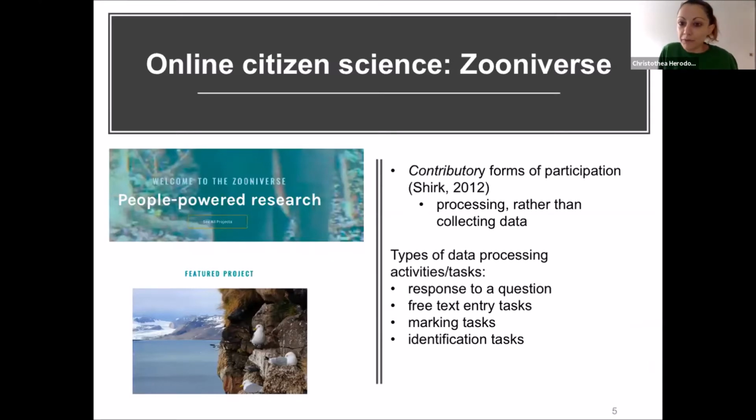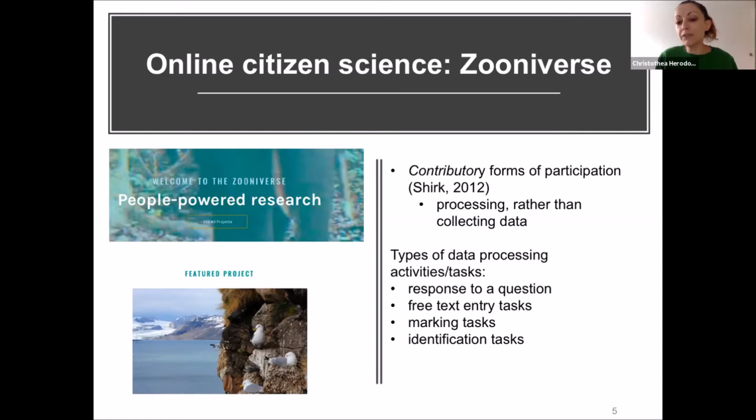I don't know whether you're familiar with that platform, but it's maybe one of the most popular ones. Before we did the study, we looked into the types of participation the platform supports, the way it is designed. What we came up with is that it resembles contributory forms of participation as described by Shirk. The only difference is that instead of people collecting information by themselves, they are processing information that scientists have put up on the platform.